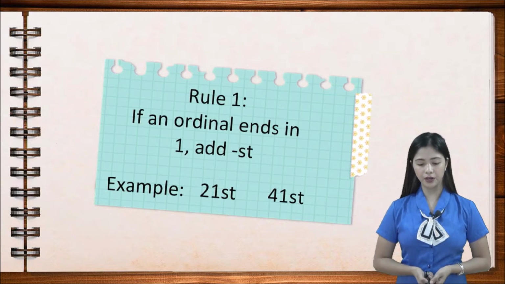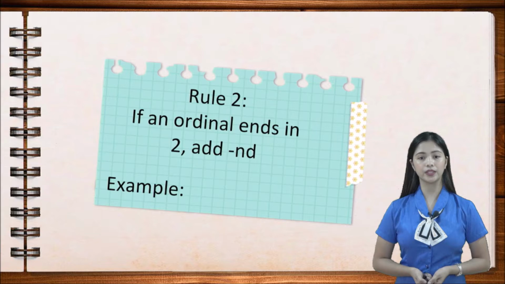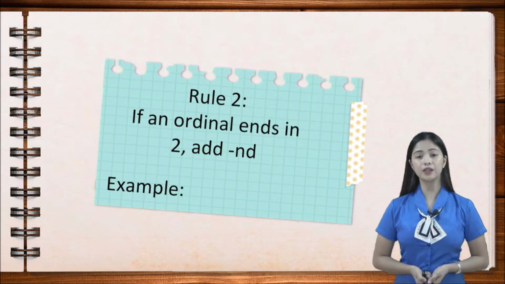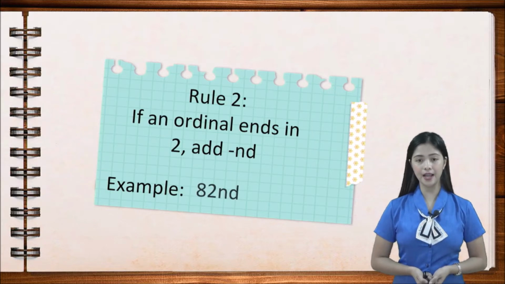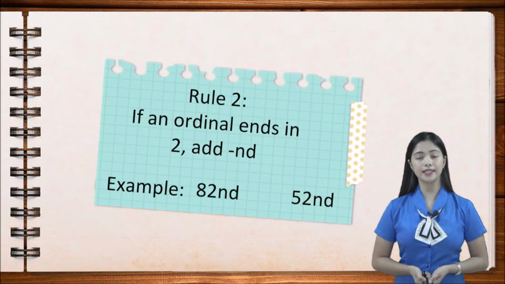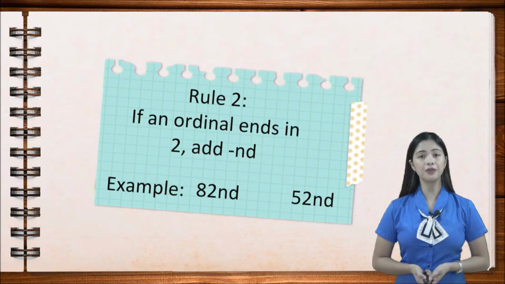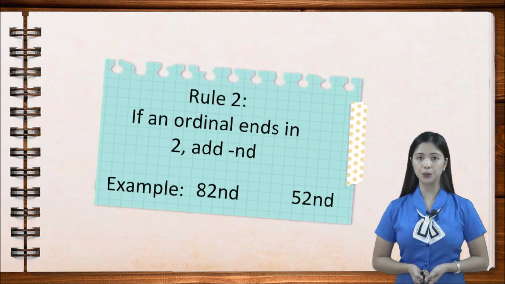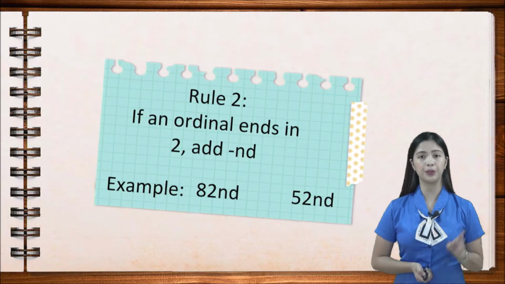How about if an ordinal ends in 2? Remember, when the ordinal ends in 2, you need to add ND. For example, 82nd and 52nd. Whenever we are writing numbers into an ordinal form, always write the two letters N and D when they end with the number 2.